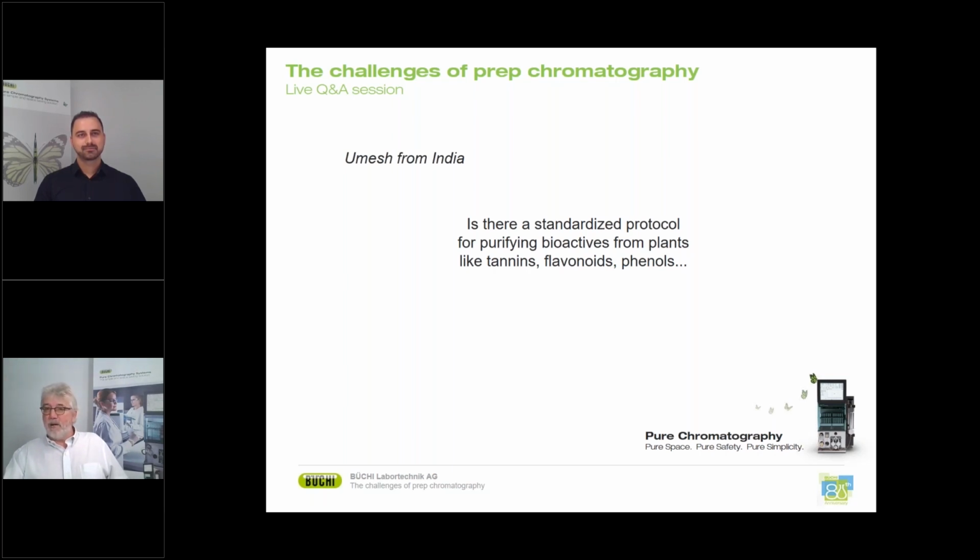So talking about a standardized method is very difficult in this case as well, because we cannot really talk about standard samples. The variation on the sample itself is so big that it's difficult to say, hey, this is the method to use for anything you have as a plant extract. So that doesn't really work.